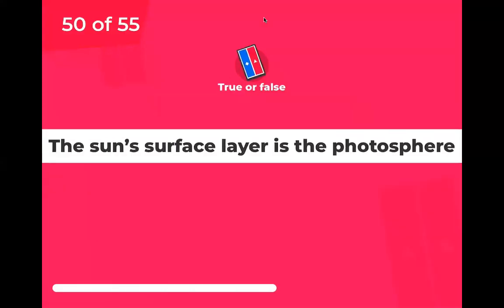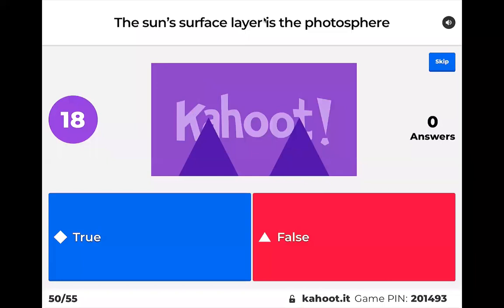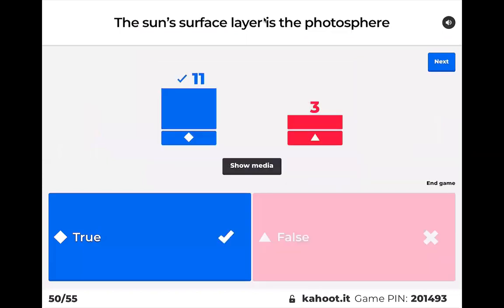The sun's surface layer is the photosphere. True or false? The sun's surface layer. True or false? Yes, true.